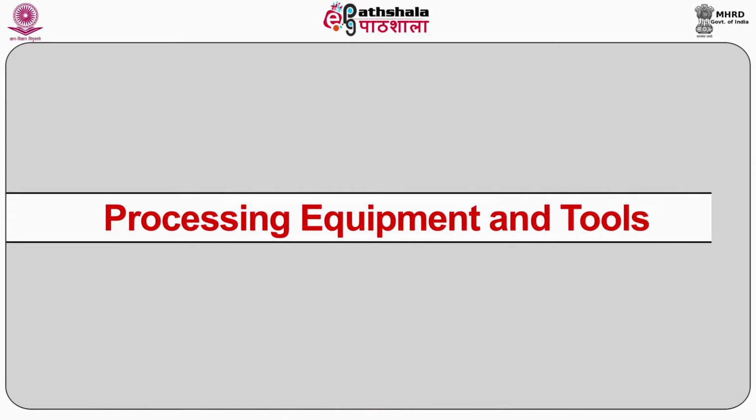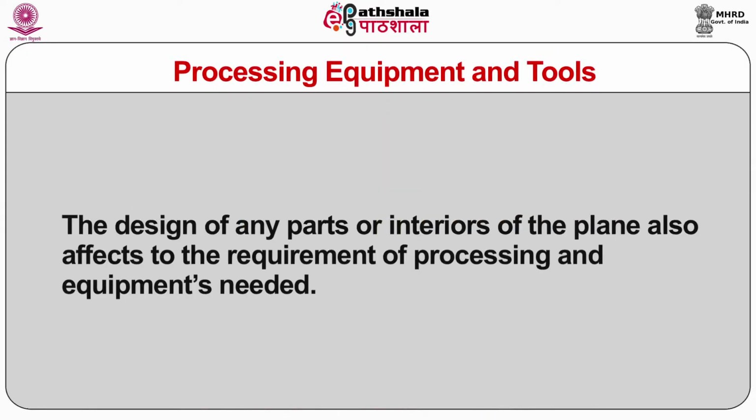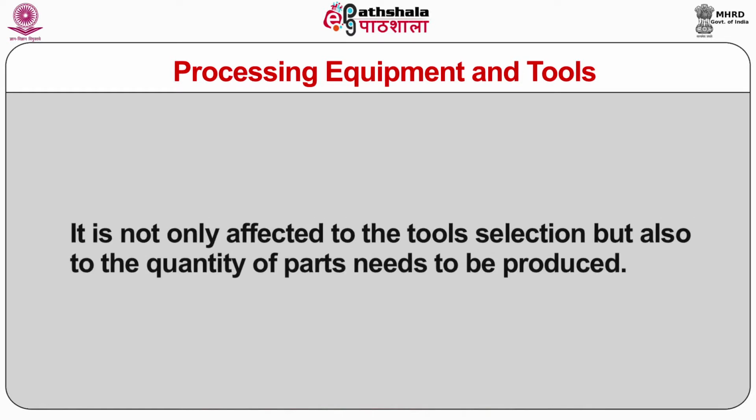It is also used for the fabrication of components for current aircraft cabins, such as composite lamination followed by press curing, etc. Then the next one is processing equipment and tools. The design of any parts or interiors of the plane also affects the requirement of processing equipment needed. It affects not only the tool selection but also the quantity of parts needed to be produced.